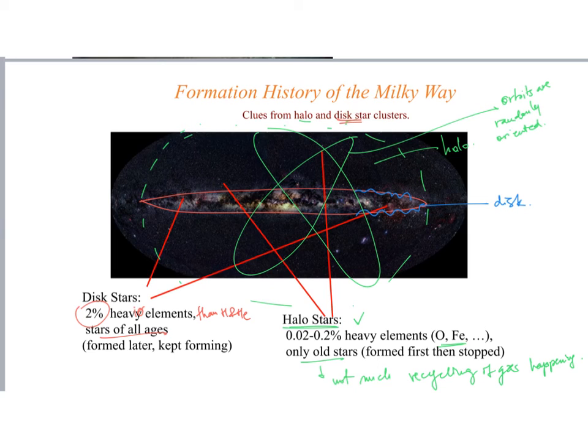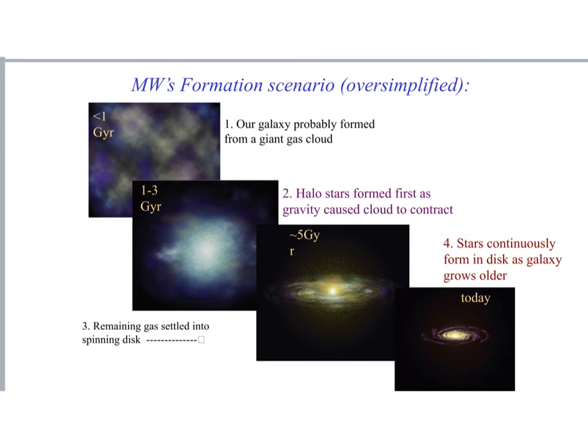So again, halo, generally old low mass stars with a much smaller proportion of heavy elements than stars in the disk. So one idea, maybe the halo stars must have formed very early in the galaxy's history before the gas settled into a disk. So in order to accommodate these findings, this evidence that we have in these different properties of the stars, we came up with this Milky Way's formation scenario.